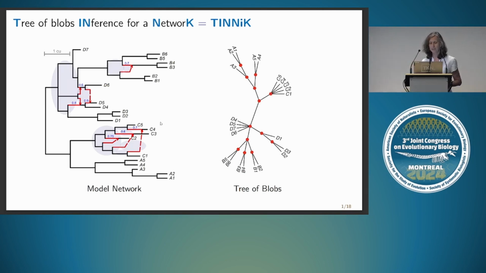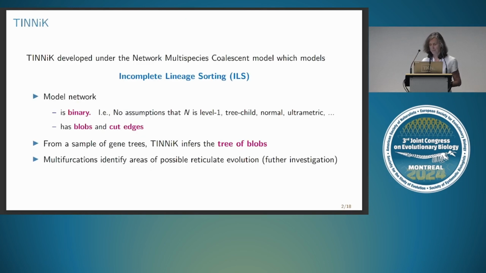So here we have the model network on the left and the tree of blobs on the right. And what I'm going to do is look at 4 taxa at a time. So if I look at C1, C2, C3, and C4, on the true tree of blobs, it looks like a star tree when I focus my attention only on those 4 taxa. And if instead you look over here at A, pick any of the 4 A's, on the tree of blobs as well as in the model network, we have a cut edge, and so it looks like it's related by a quartet tree. Okay.